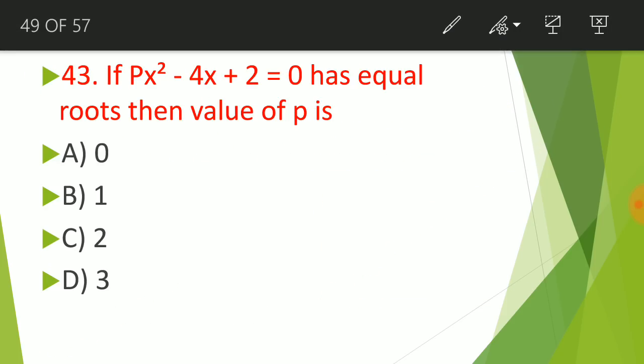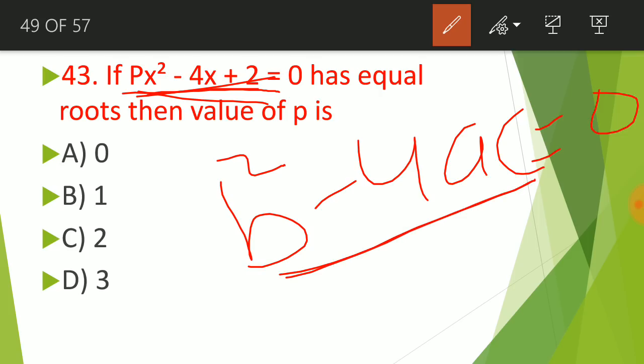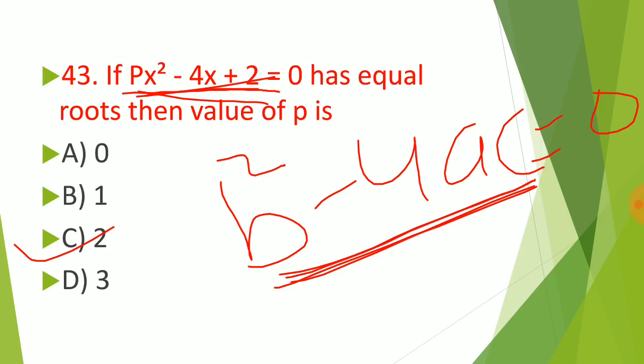Now let us move to question number 43. If px square minus 4x plus 2 has equal roots, what is the value of p? This is a quadratic equation, and we know that for a quadratic equation, if b square minus 4ac is equal to 0, then it represents equal roots. Now here the value of p will come by putting the values in this calculation. p will be 2. Option choice C will be the answer for question number 43.